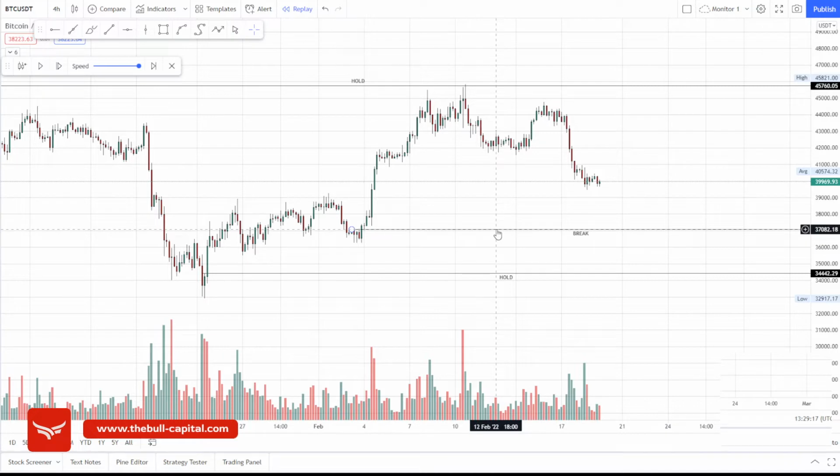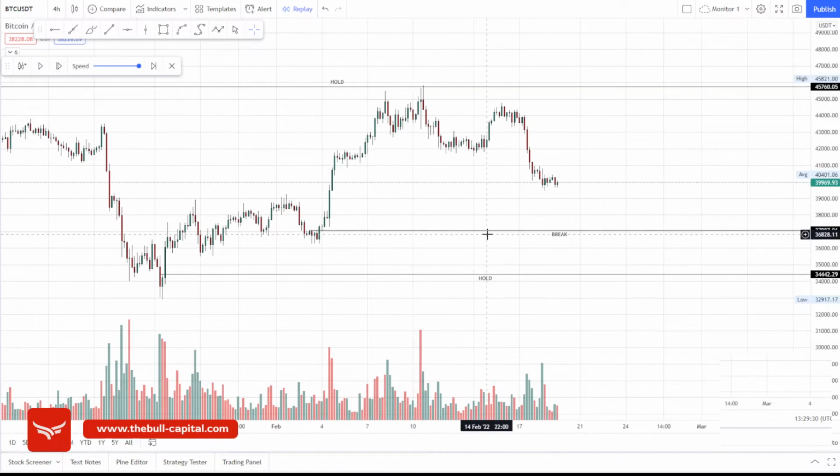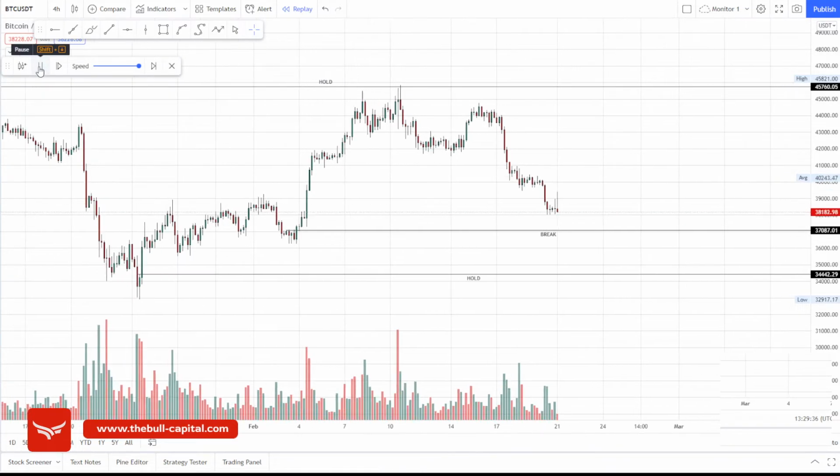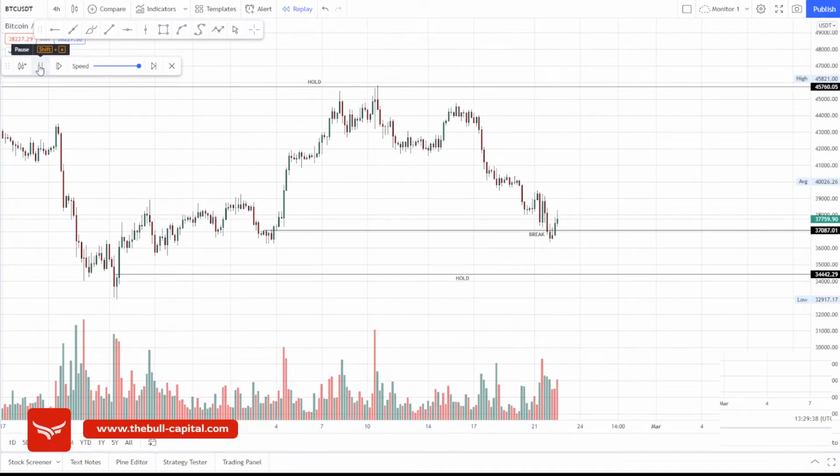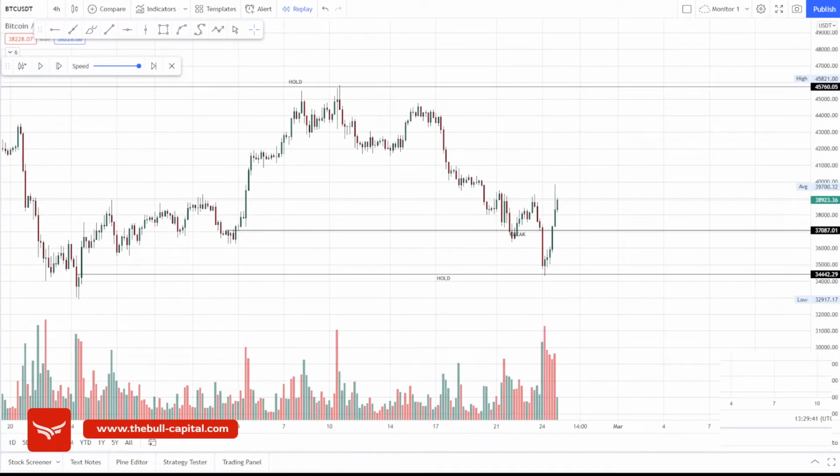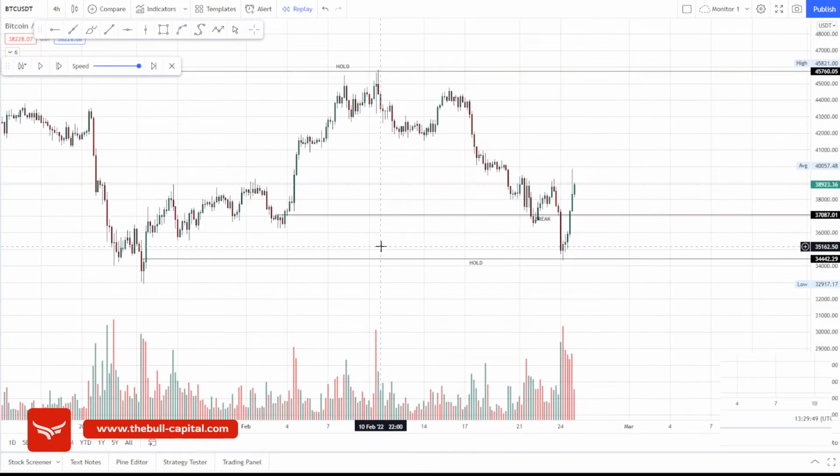And now the break level, oh, this has not been tested actually yet. It's going to act also as support now in the future. And there we go, it went a bit lower. I think we talk about why, because we have another level there.